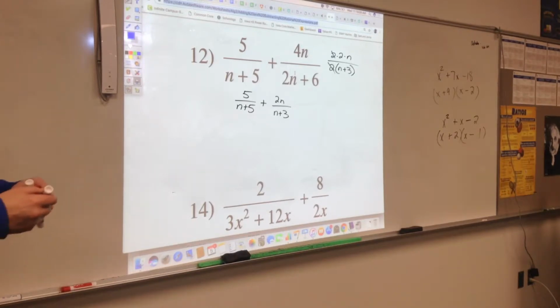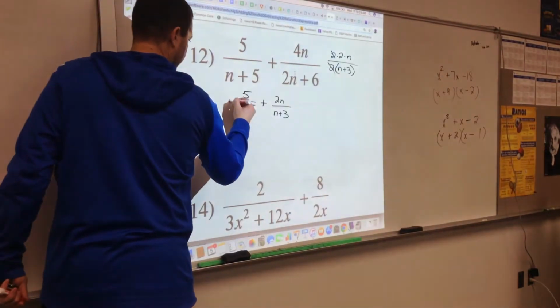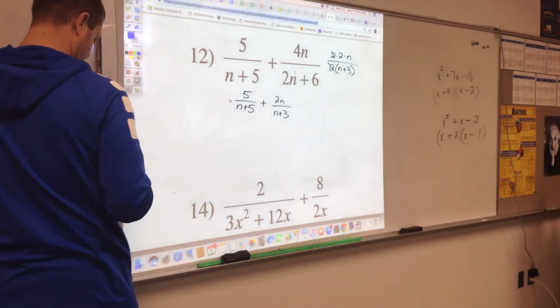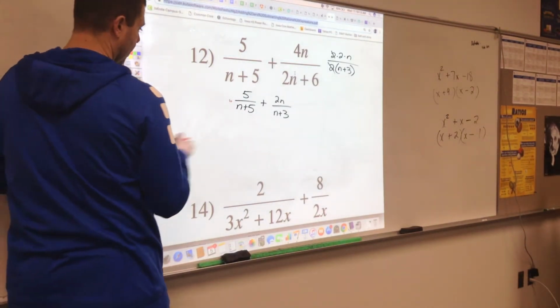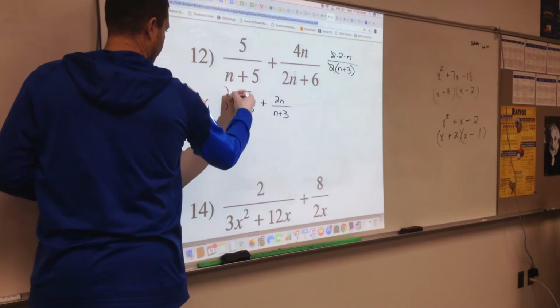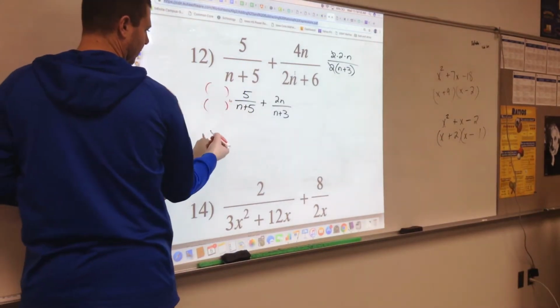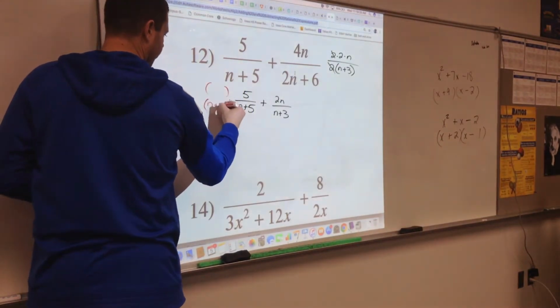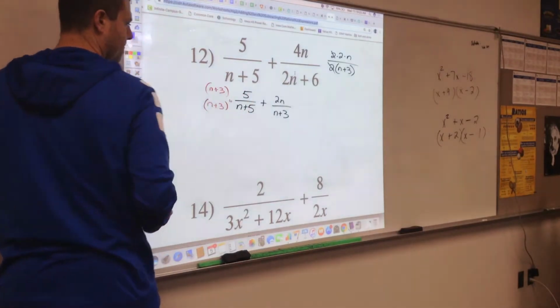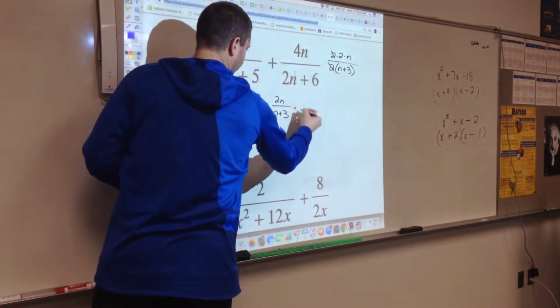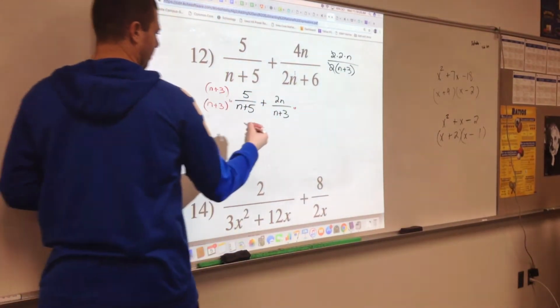Okay? So I need to multiply this fraction. So is it n squared plus 15? I need to multiply this fraction by what? N plus 3. And I need to multiply this fraction by n plus 5.